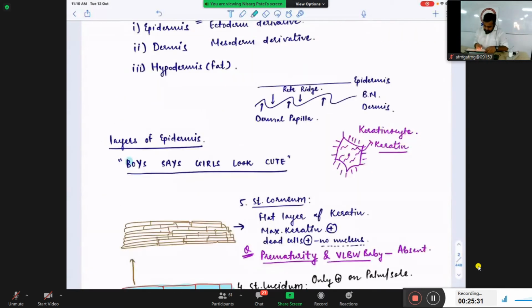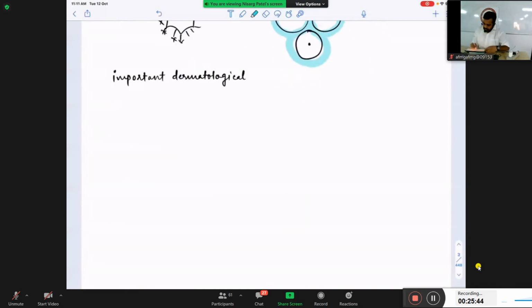So see, the first layer is the basal layer, spinous layer, granular layer, lucid layer, corneal layer. Important dermatological terms.